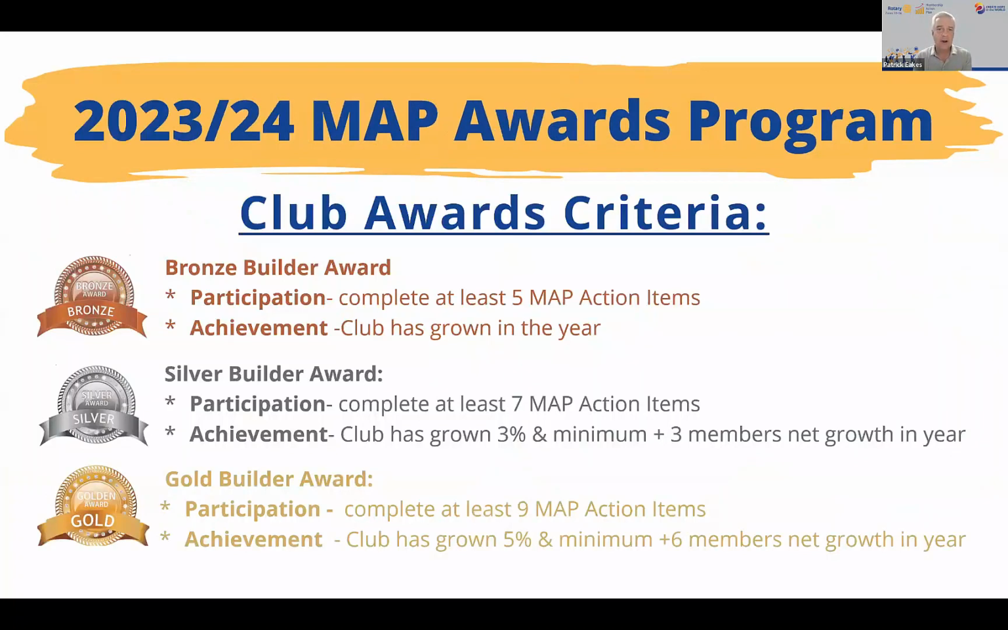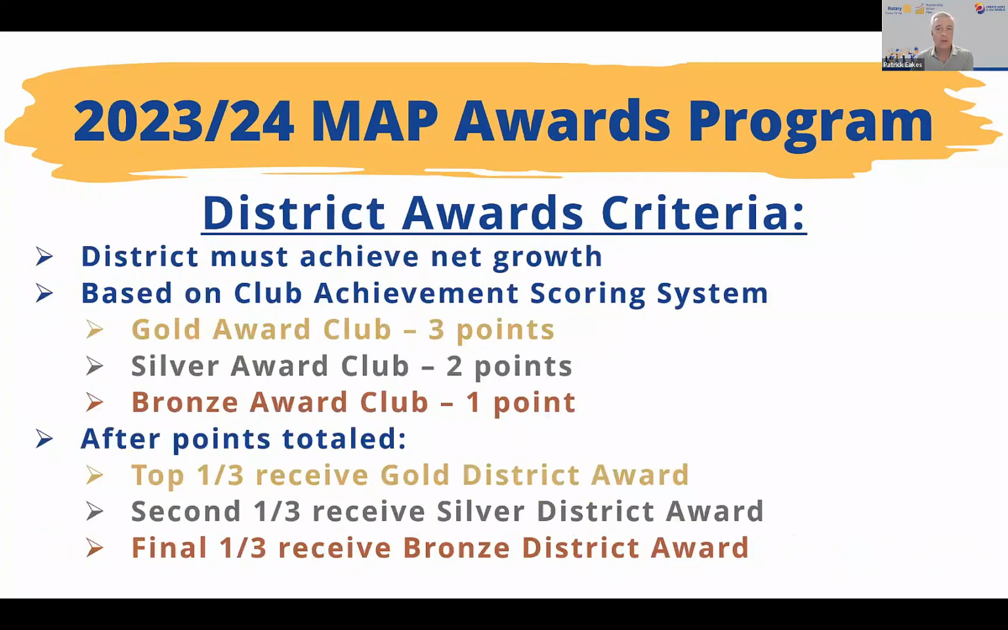As I mentioned earlier, our awards criteria are driven by action items, and we will release a specific membership-related action item during each webinar. Completion of these action items will determine the level of the award your club achieves. Of course, your club also needs to grow to receive one of these awards. District awards are in direct relationship to the level of participation of the clubs in their district, with top participating districts being eligible for a gold award. There are also silver and bronze awards, and any of these awards is a wonderful achievement.